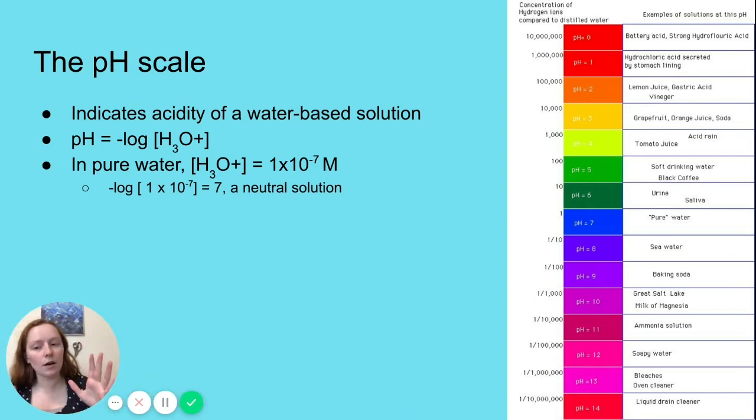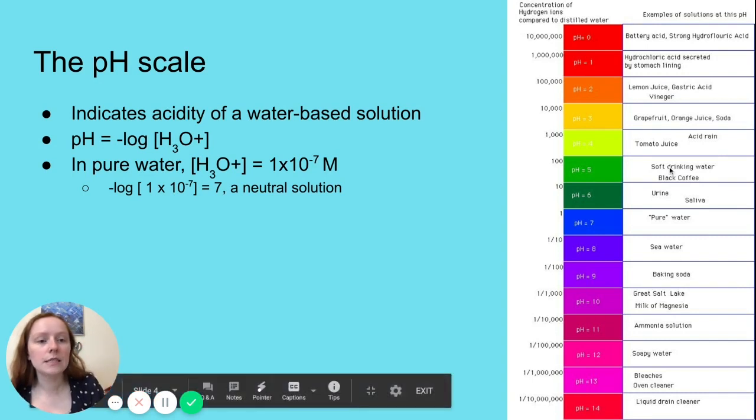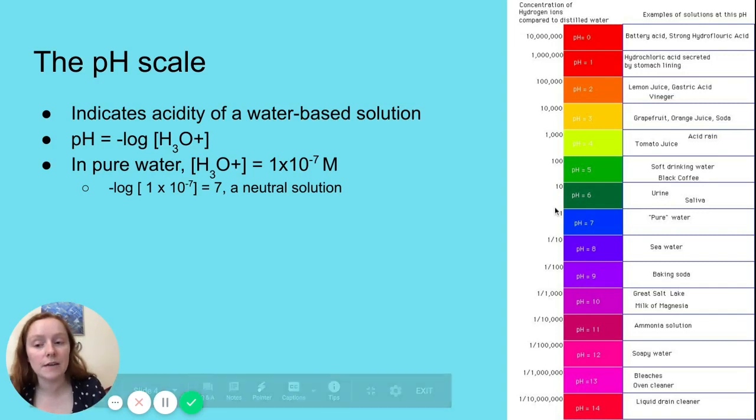And then as you move down the pH scale, the concentration of H plus decreases and the pH number increases. This can be kind of hard for us sometimes, so just think of it as opposite: higher H plus content, lower pH number. And you can see some different examples here. We have hydrochloric acid, lemon juice, down to water at a pH of 7, which is neutral.